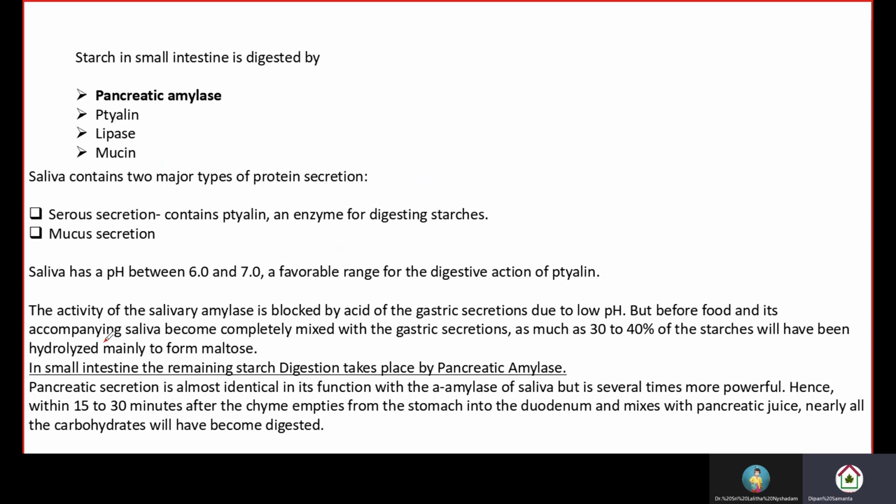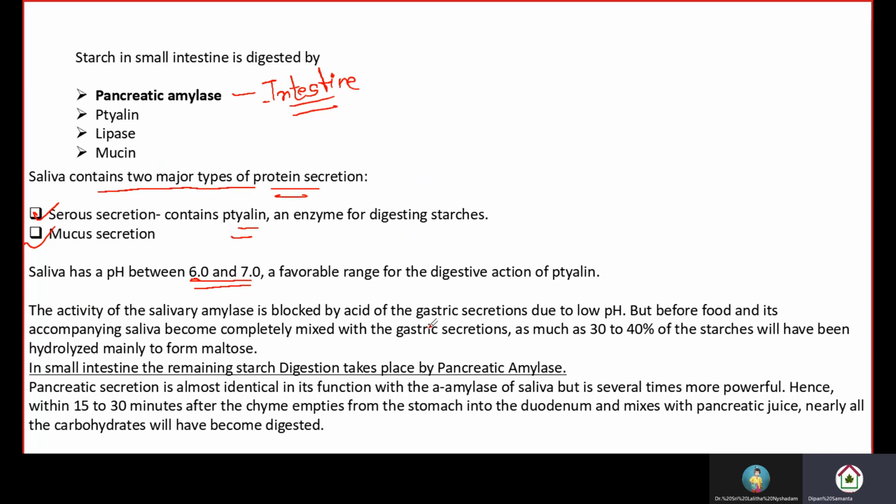This MCQ is a little tricky because mainly starch is digested by tyalin only, but in the intestine, it is pancreatic amylase. Saliva contains two major types of protein secretion: serous secretion and mucus. Tyalin is a serous secretion of saliva, and saliva pH range is 6 to 7. The activity of salivary amylase is blocked by gastric acid due to low pH.